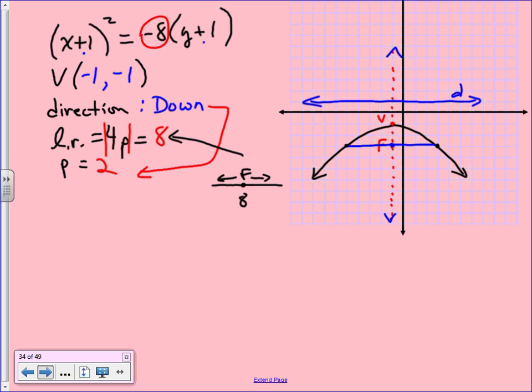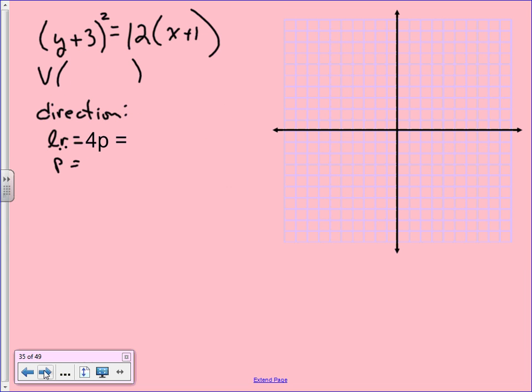Okay, let's move on. Now, this one says y plus 3 quantity squared equals 12 times x plus 1. It's already on your paper, so let's go ahead with V, the vertex. Now, careful. The y is on the left and the x is on the right, so you got to go over here and find the h. It's going to be -1, and look there and find the k, -3. So our vertex is -1, -3.